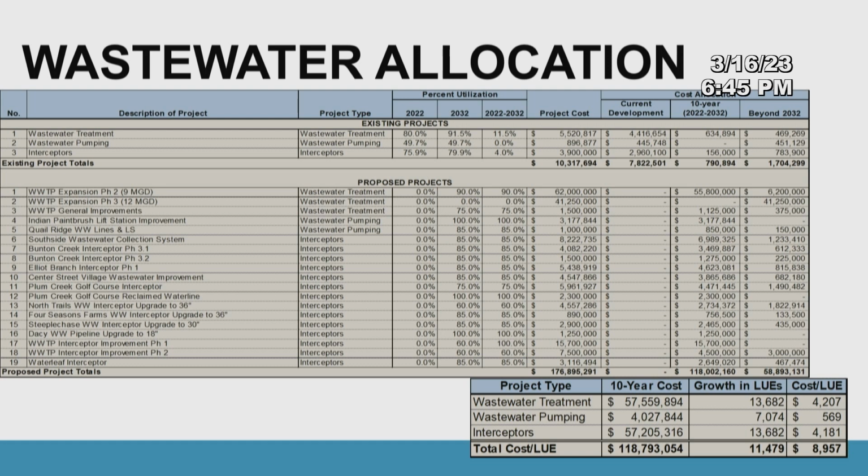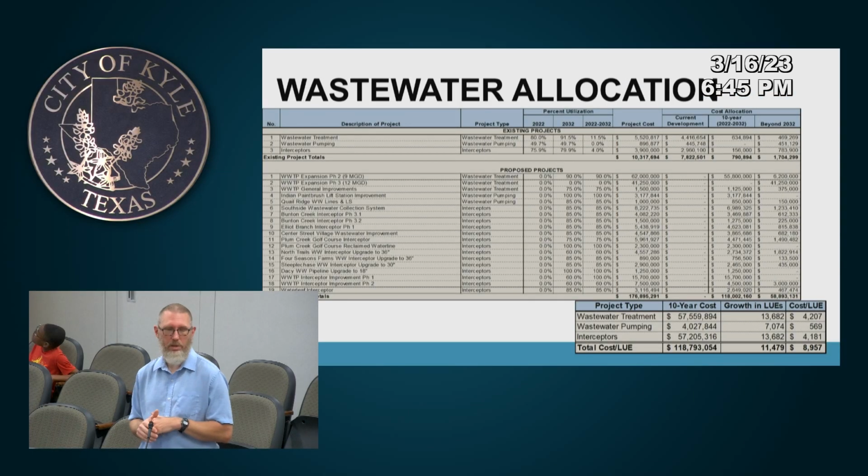So where we end up there is we have a total 10-year wastewater cost of just over $118 million, almost $119 million. On the wastewater side, we have a growth in LUEs of 13,682 for treatment and interceptors. For pumping, we have a growth of 7,074 LUEs. The pumping LUEs are just a little bit less because not 100% of the city's wastewater system is pumped. Some of it is gravity flow.